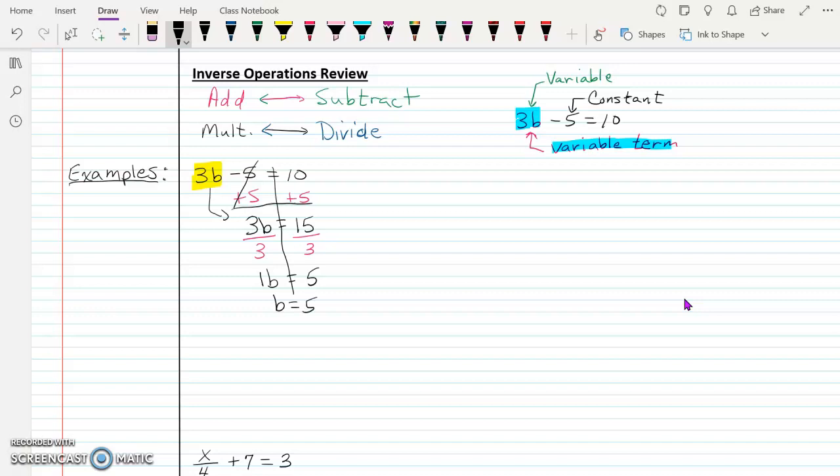So let's see if that actually works. 3 times 5 minus 5, does that in fact equal 10? So this would turn out to be 15 minus 5 equals 10. That checks out, so our solution is b equals 5.